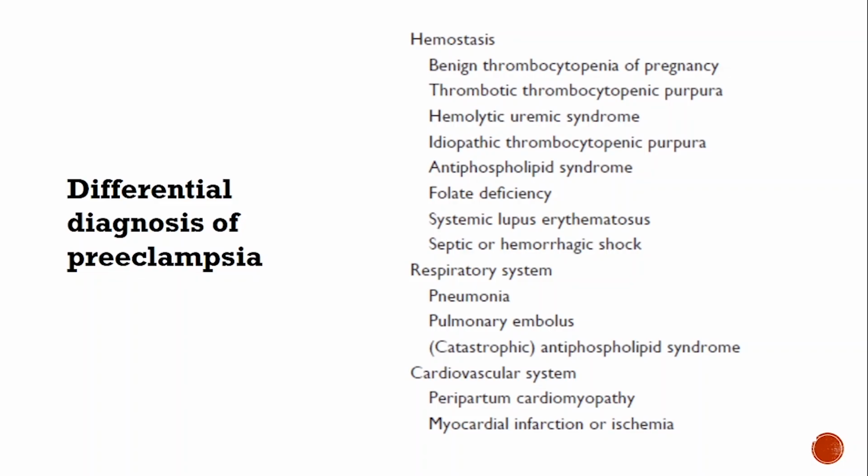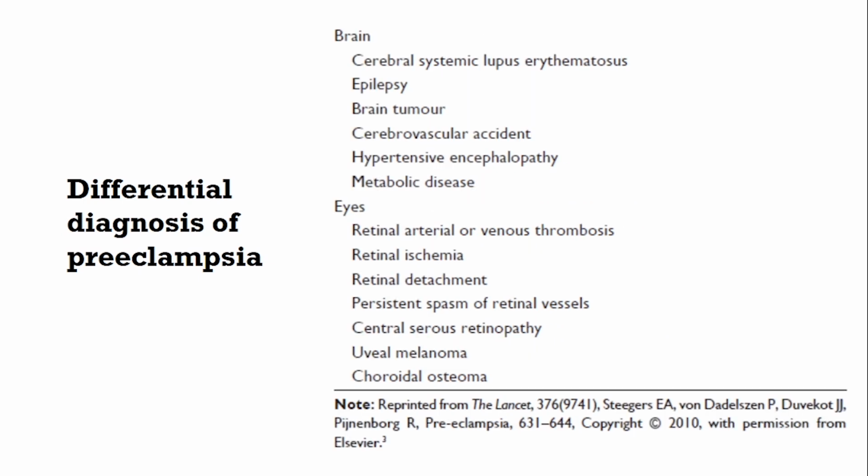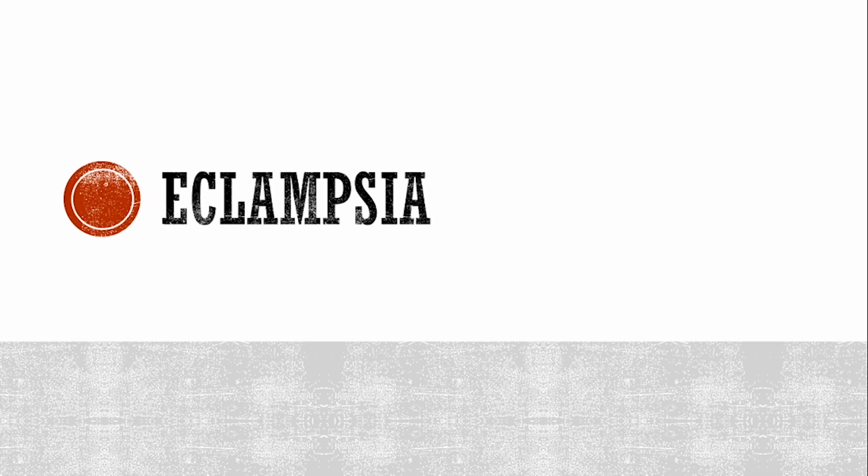Pneumonia is also one of them, pulmonary embolus. So one must also look out for the differentials and do appropriate investigation to be able to rule out these differential diagnoses. The involvement of the ophthalmologist cannot be overemphasized, especially when there is involvement of the eyes. So the patient can also have uveal melanoma. One must be able to note that this is not just uveal melanoma, but might be a derangement coming from preeclampsia with severe features. Let's look at eclampsia as we wrap up this lecture.